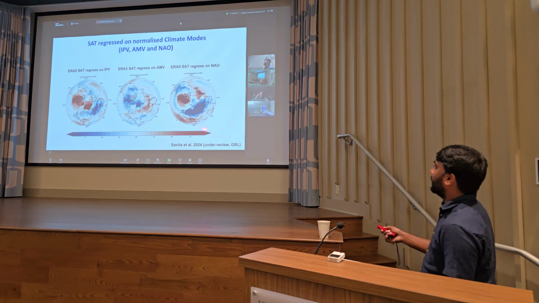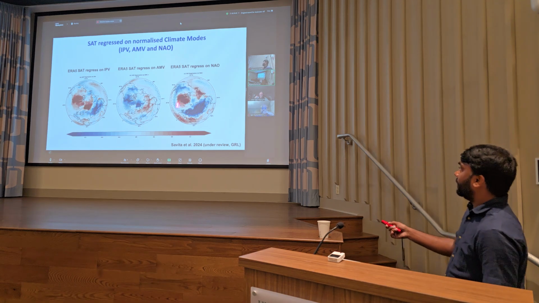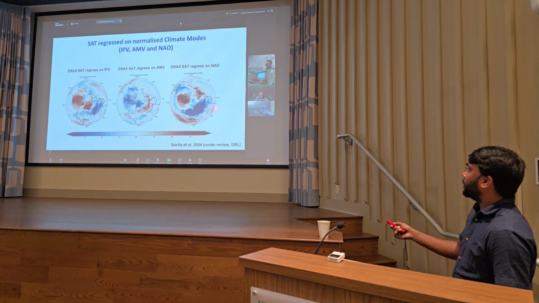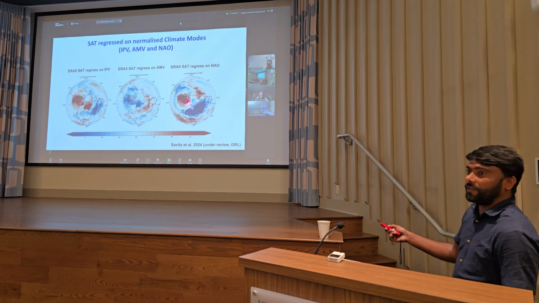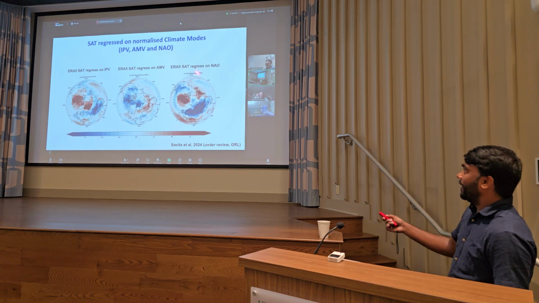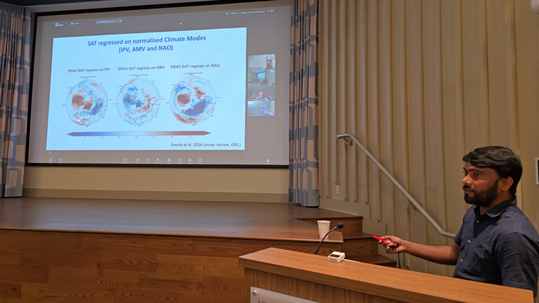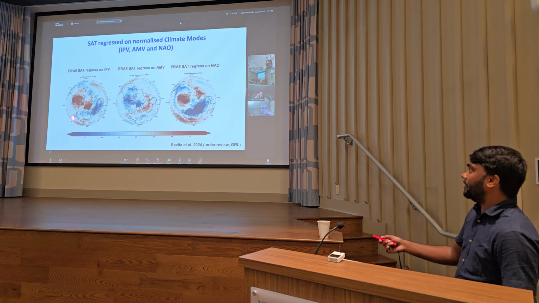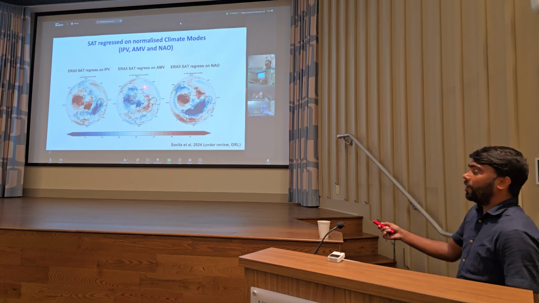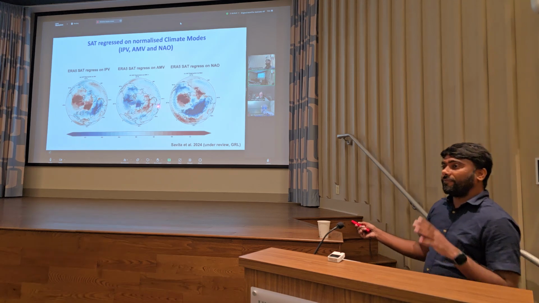What we found is that if you regress on the NAO, there is strong teleconnection, and it is significant. If you look at the IPV, we also see a teleconnection, weaker than the NAO but still strong. But we haven't seen such teleconnection with the AMV. This is the first order check.